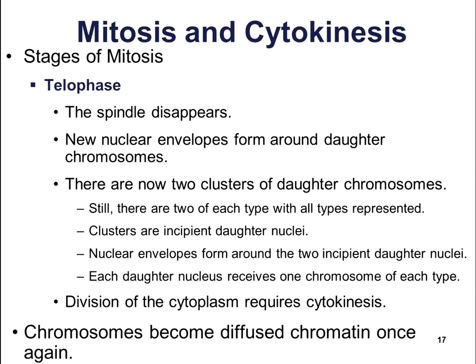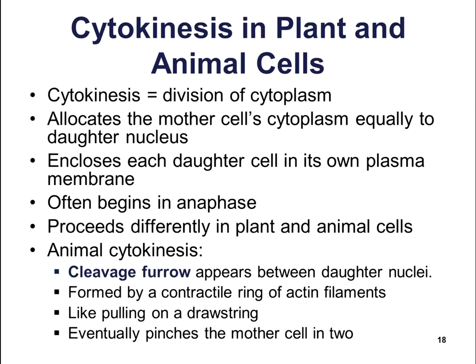And then we have to have that cytokinesis take place because we also have to split the cytoplasm. So, cytokinesis is the division of the cytoplasm. It allocates the mother cell's cytoplasm equally into each of the new daughter cells. It encloses each daughter cell in its own plasma membrane. And this begins in anaphase. We start to see this process coming to be.